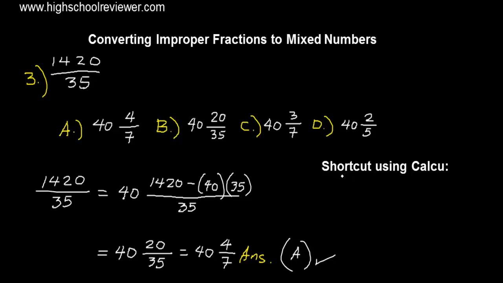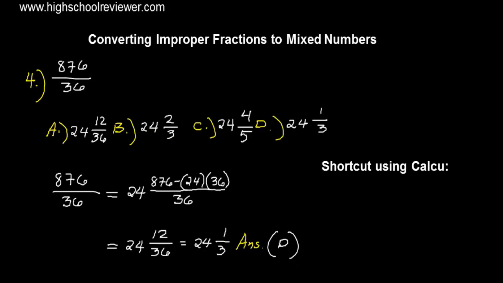Again, let's proceed to using the calculator for a shortcut. You just type on your calculator the numerator, which is 1420, and then the fraction key A B over C, and then the denominator, which is 35, and the equal sign. This is the shortcut using your calculator.